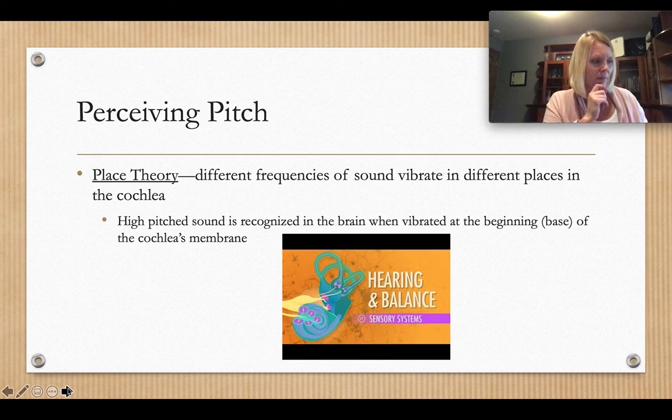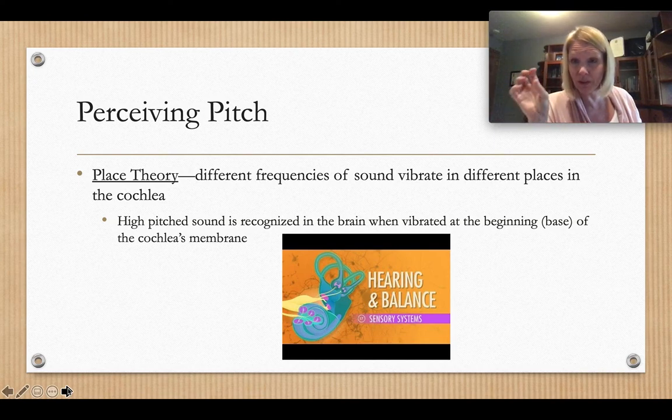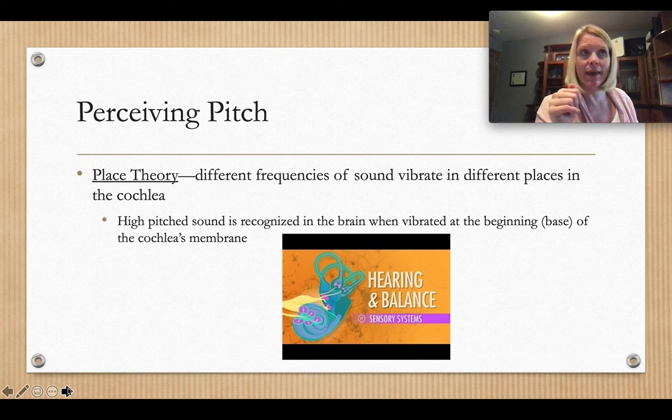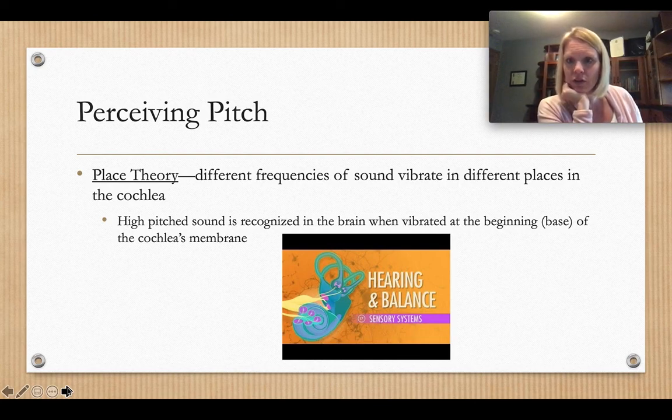So when we talk about place theory, I want you to think about high pitched sounds. It's just where those receptor cells in the cochlea are activated, and that helps us understand and perceive pitch. I could probably have shown you on the other side, but I put a PowerPoint, that's the word I'm looking for, a hearing PowerPoint up on a side. It's just a separate one to see if you can hear the pitch.